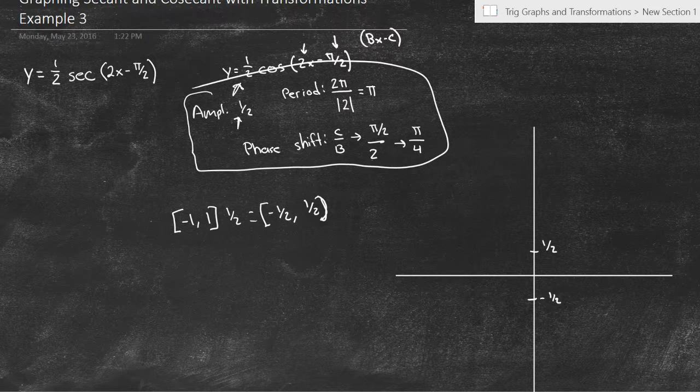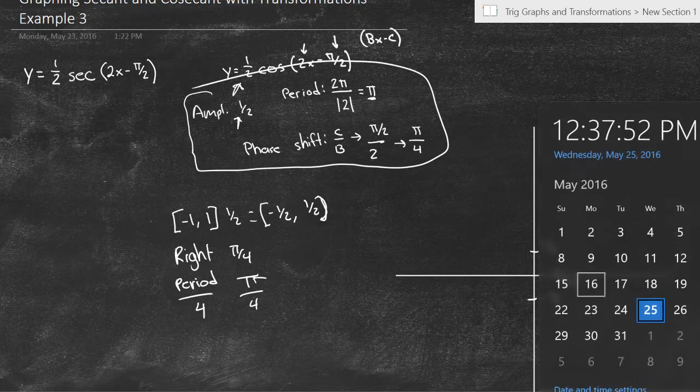Okay, and the period is pi, and the phase shift is pi over 4, so let's do the phase shift first. We went to the right pi over 4, because it's positive. So that's going to be our starting point, here, pi over 4. And remember that our period is just pi, and all the important points come at period divided by 4. So every pi over 4 units, we're going to have an important point. I'm going to label those next.